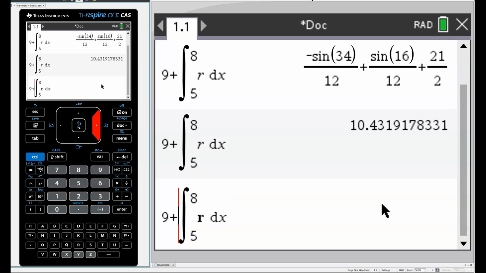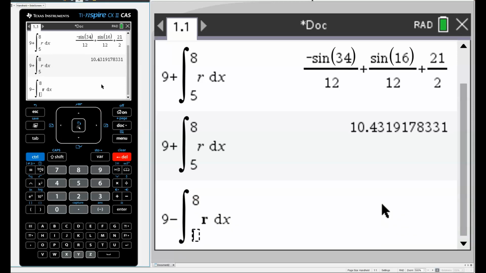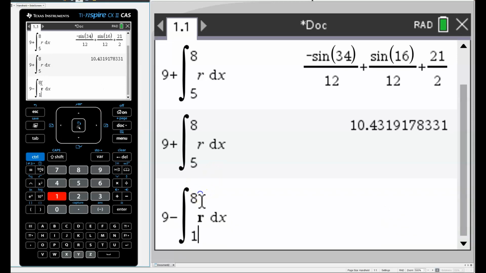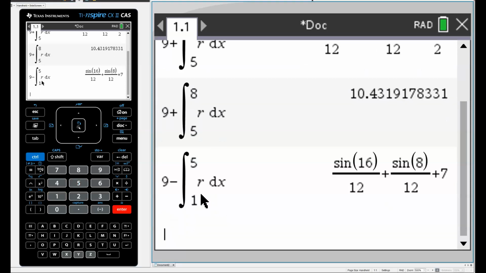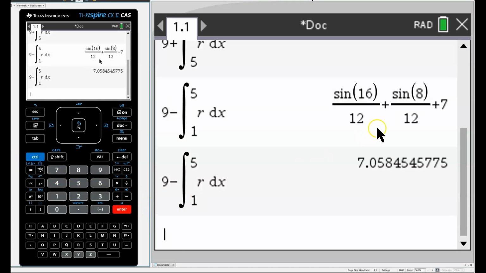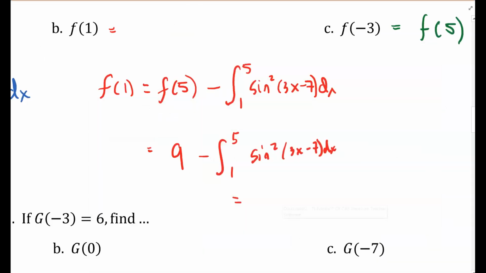So I don't want to add the area. Remember, I want to subtract. And I am subtracting the area from 1 to 5. So subtract that area. I'll approximate this value. And we get 7.058.